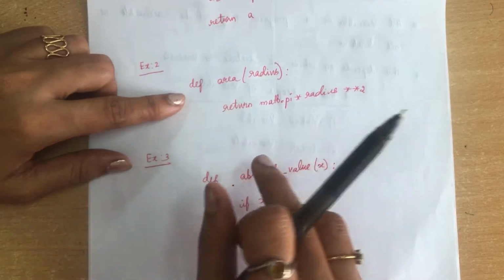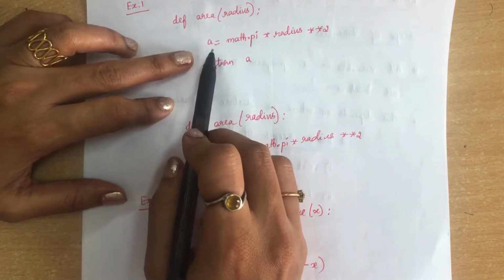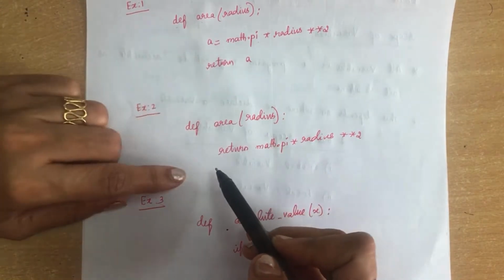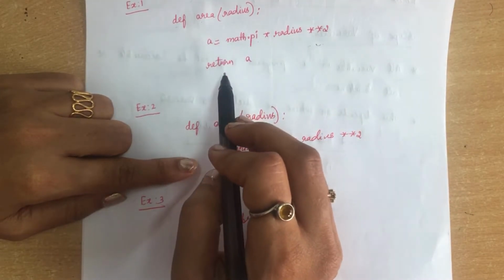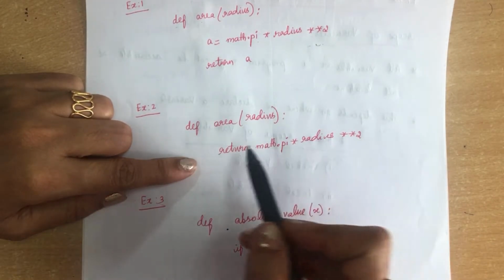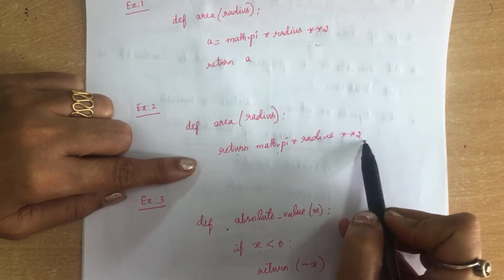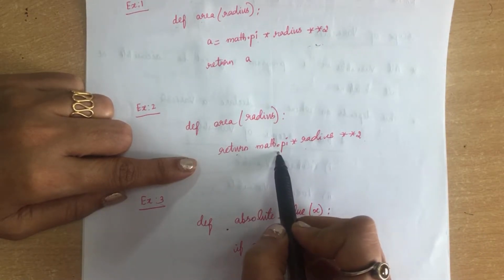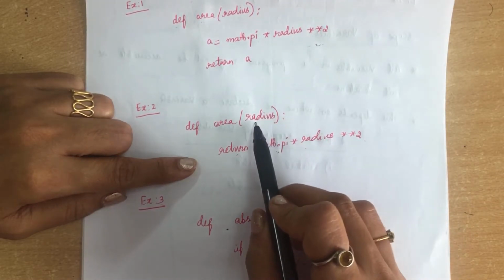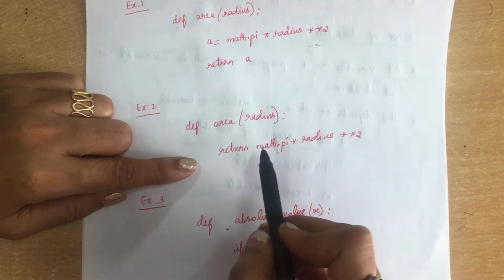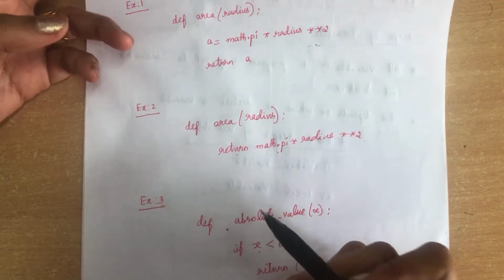And next, the same fruitful function we can also write in a single line. Here we have used two lines, and we have combined these two lines into a single line like this. Instead of writing separately the calculation part and then returning a, we can write it in a single line like this: return math.pi star radius to the power 2. Okay, math.pi is also a fruitful function. It will return a constant value which is multiplied with the radius value which we are getting from the program, into the power 2. It will calculate and return the value. So we can say this type of function is called a fruitful function.